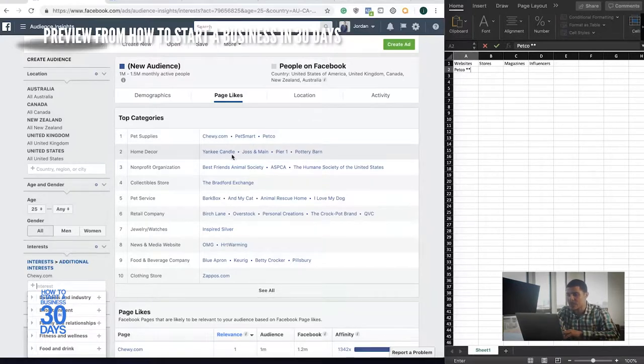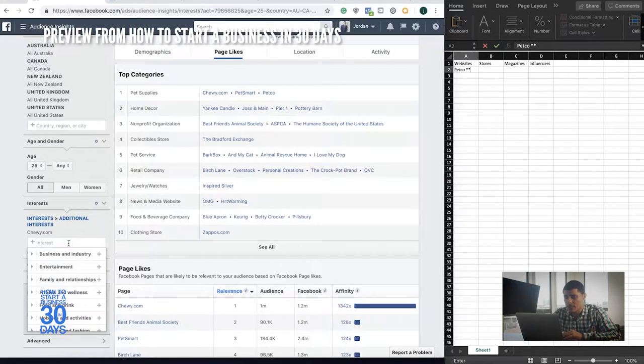Because you got Yankee Candle, Johnson Maine, Pier 1, Pottery Barn. And also, remember, you gotta take these things with a grain of salt because these individuals may be dog lovers. However, you want it to be extremely hyper-focused, targeted as possible, right? So here we go. So I wouldn't do Chewy.com. That's one that I wouldn't do.